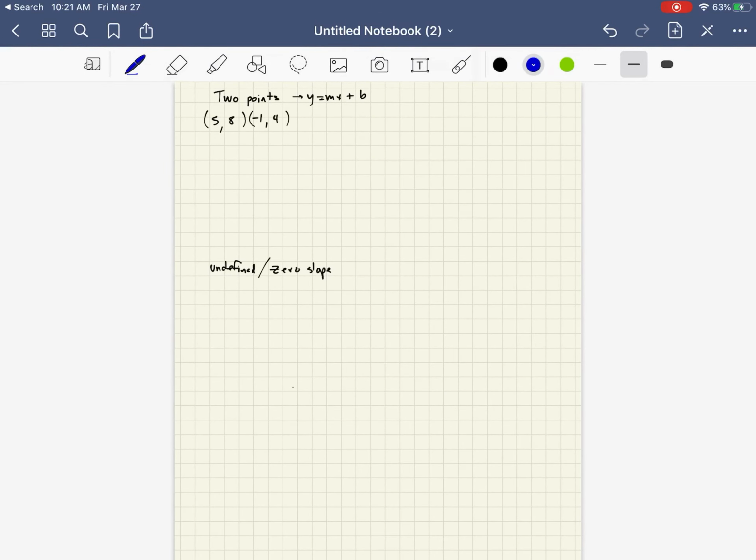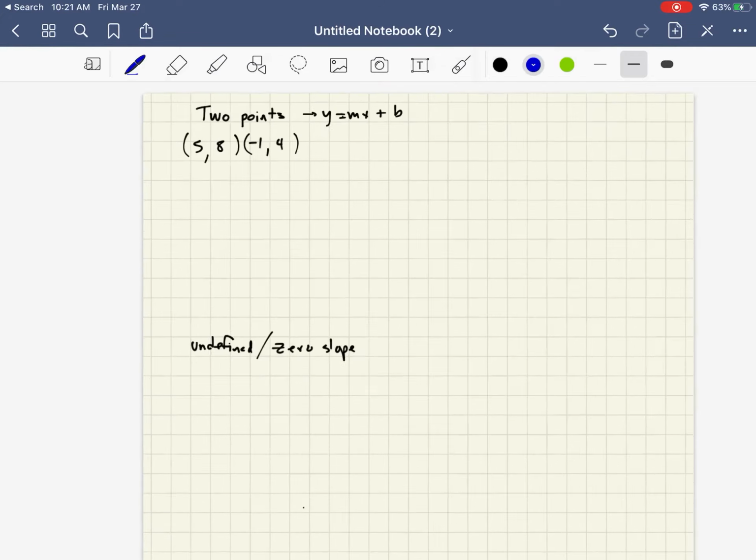This is a video on how to find the equation of a line given 2 points. It's also going to show you how to find the equation of a line given 1 point and already having the slope.